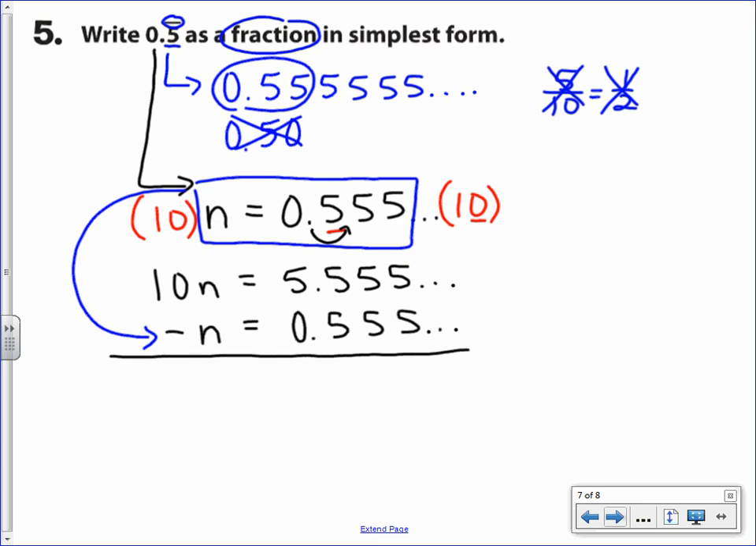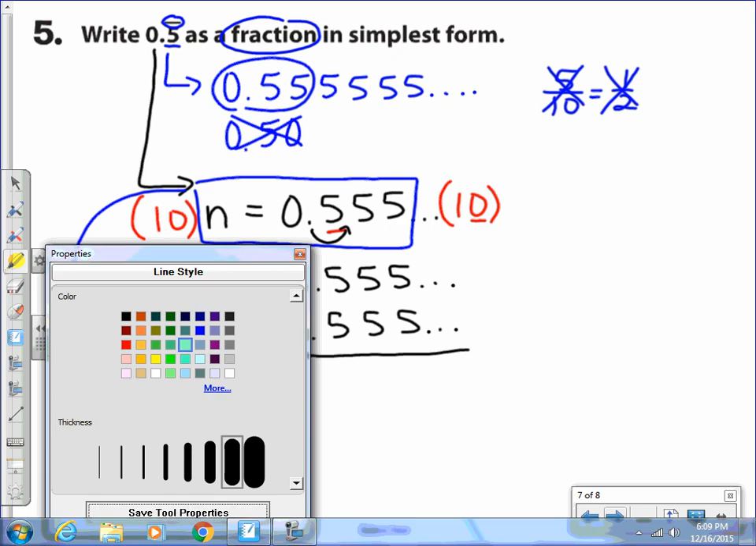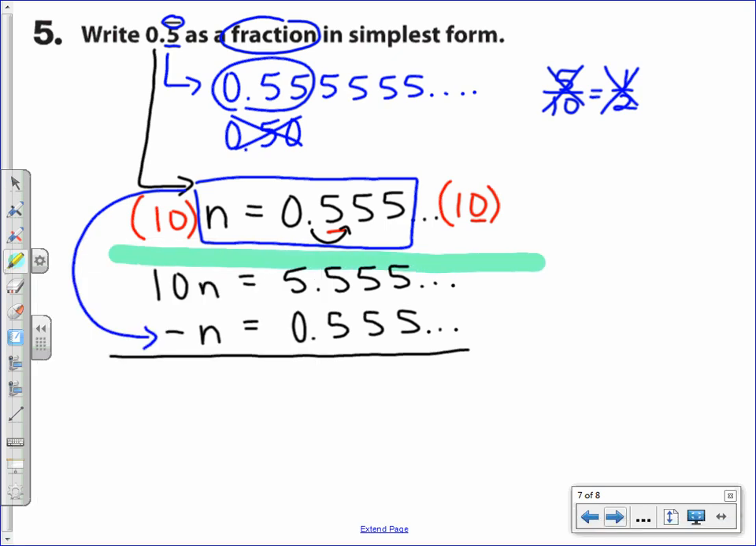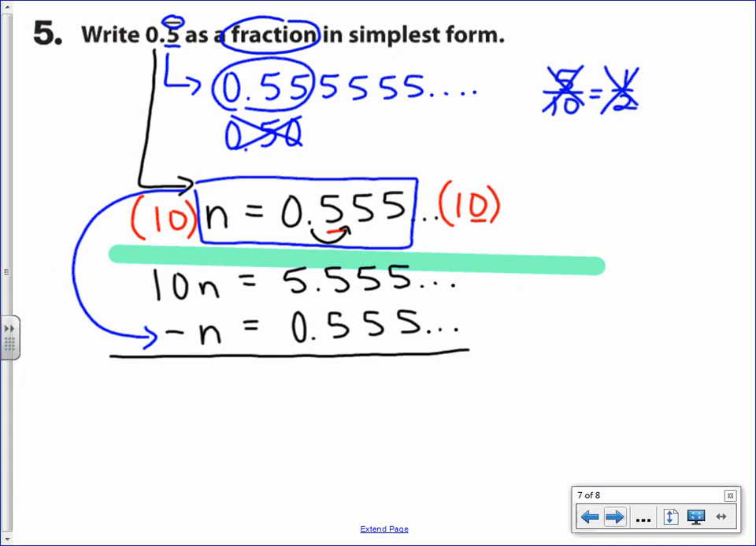What I want you to do right now is try to forget what's above. Okay, forget about what's above there. Let's focus on the problem that we're looking at right now, which is 10n minus 1n. That's 9n. Okay? 5 minus 5, 5 minus 5, 5 minus 5. Do you see how we've gotten rid of our repeating part? All I'm left with is a 5.